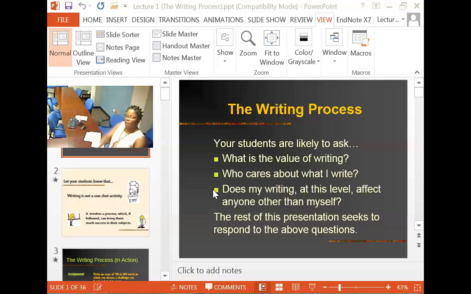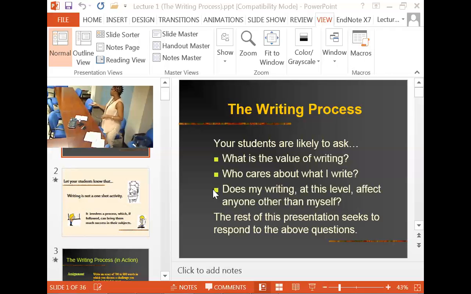And so for the rest of this, we really are going to be looking at how to respond to these questions for our students. How do we make them understand that there is value in their writing, that they should care about their writing, and then others will begin to care, and that it affects others other than just them. As students, their writing can affect other people.